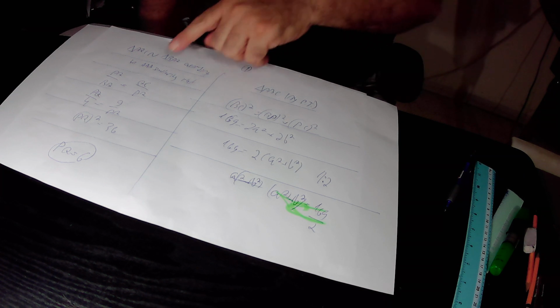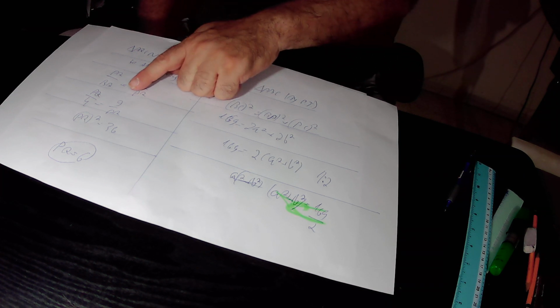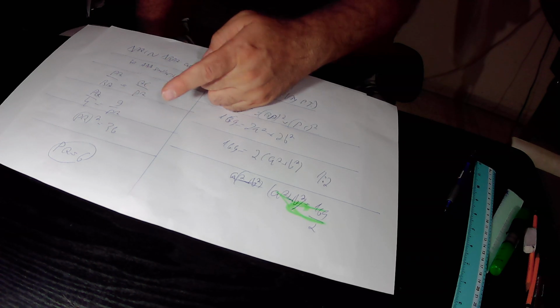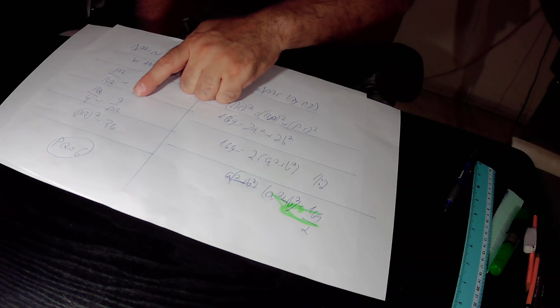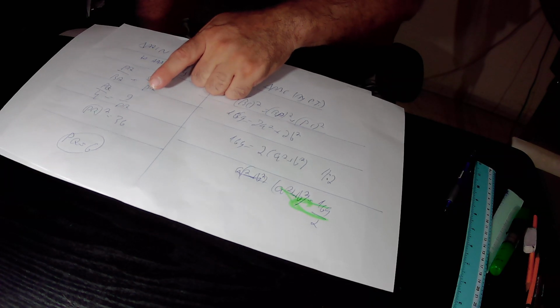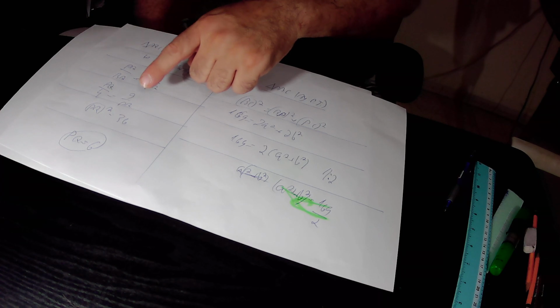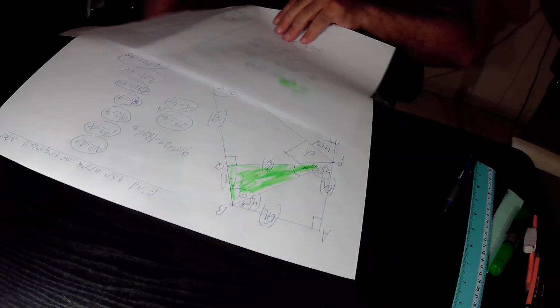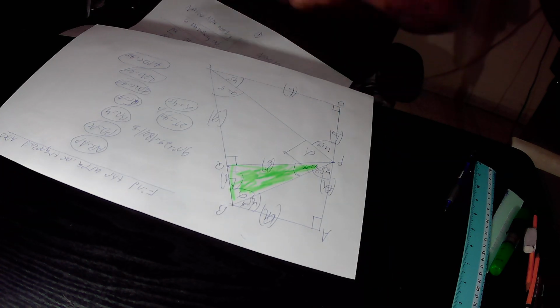So in total we found out that PQ over 4 equals 9 over PQ. Here we cross multiply this equation and found out that PQ squared equals 36. We took the square root of this equation and found out that PQ equals the square root of 36. So PQ is 6 units.